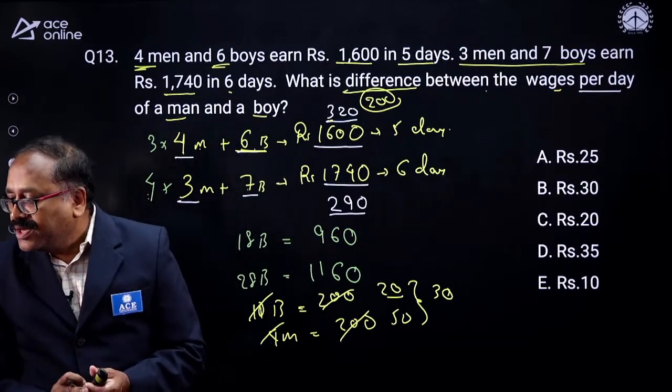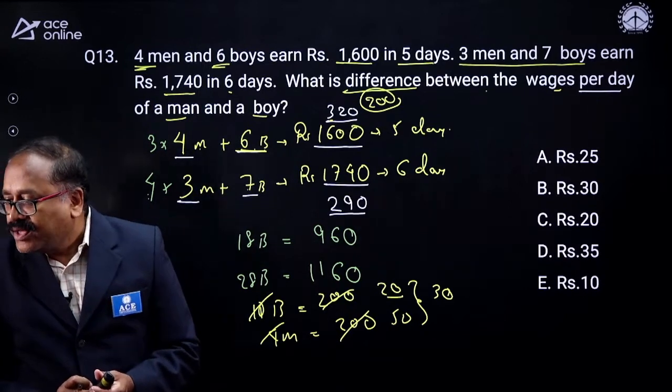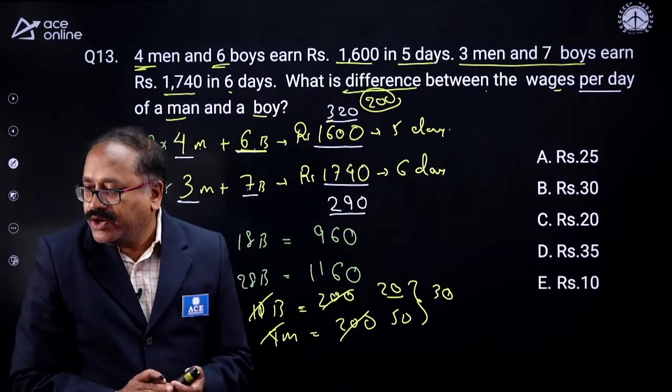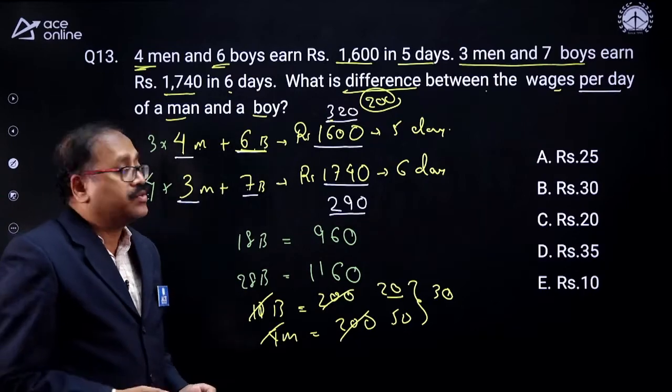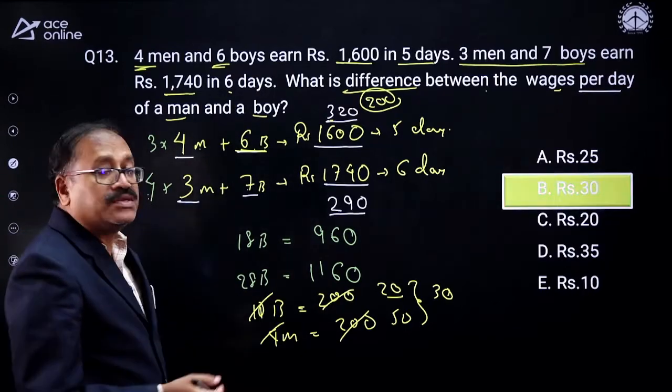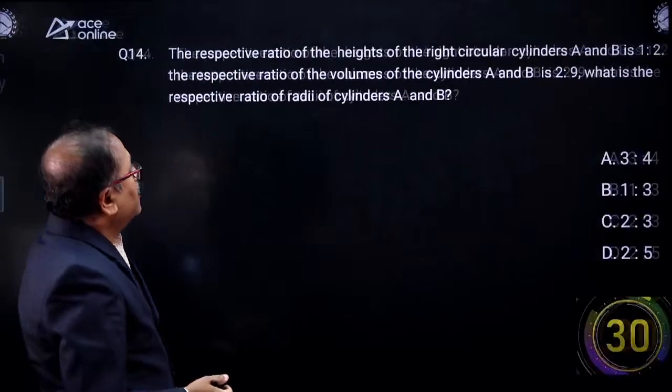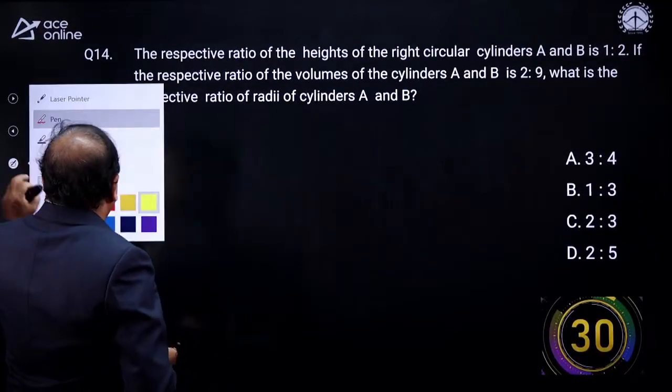Sumit sir, is that clear? Is that clear? Okay. Moving to the next question now. Here it is 30. The difference is 30. Moving to the next question here.